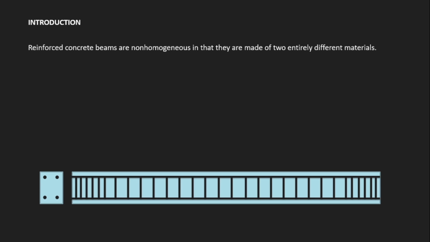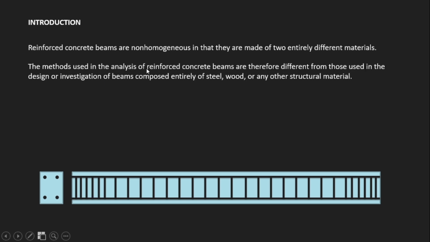So for our introduction in flexure and beams, reinforced concrete beams are non-homogeneous in that they are made of two different materials, kasi nga they are made of steel and concrete. So the methods used in the analysis of reinforced concrete beams are therefore different from those used in the design or investigation of beams composed of entirely steel, wood, or any structural material. Kasi nga, yung naaralin natin dito is yung behavior of two different materials, yung combination of steel and concrete.